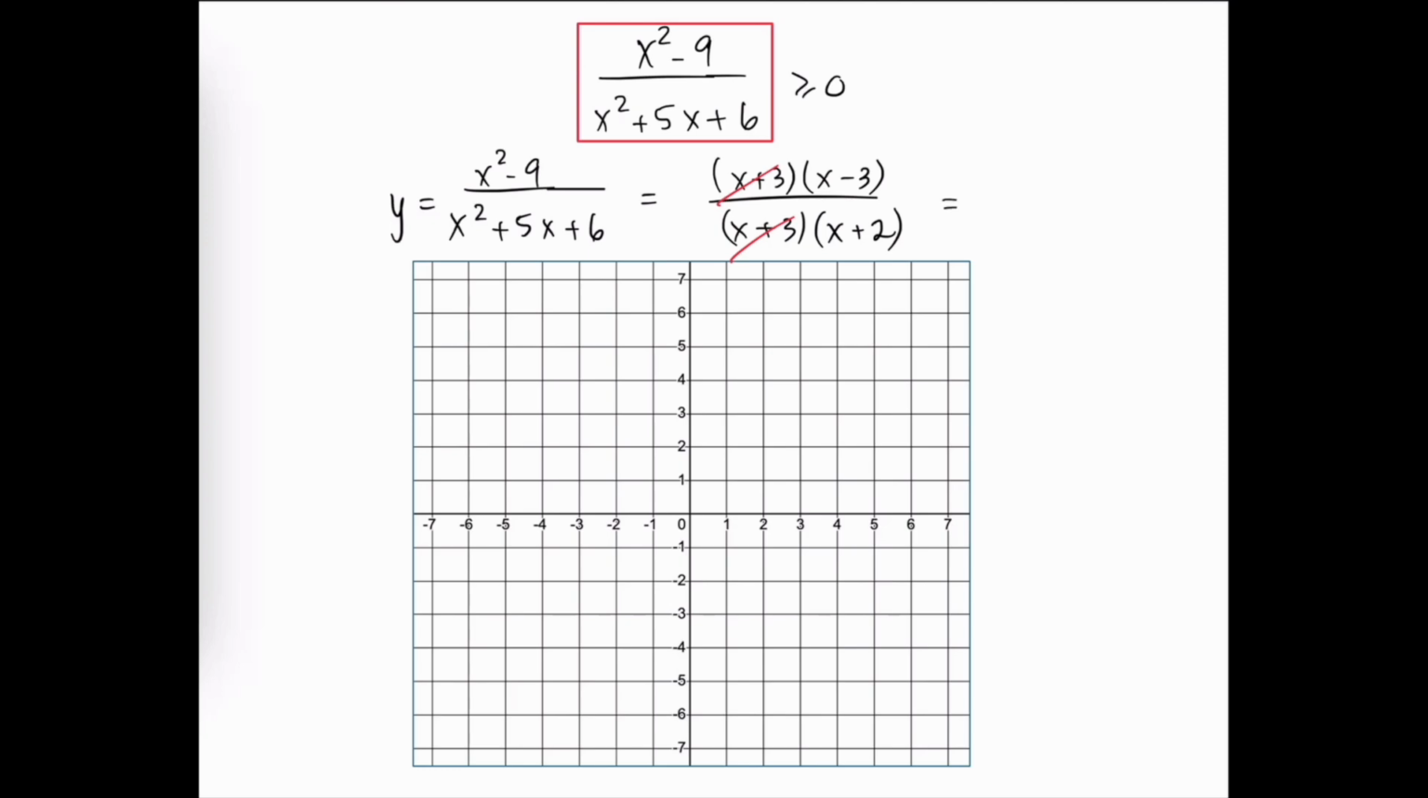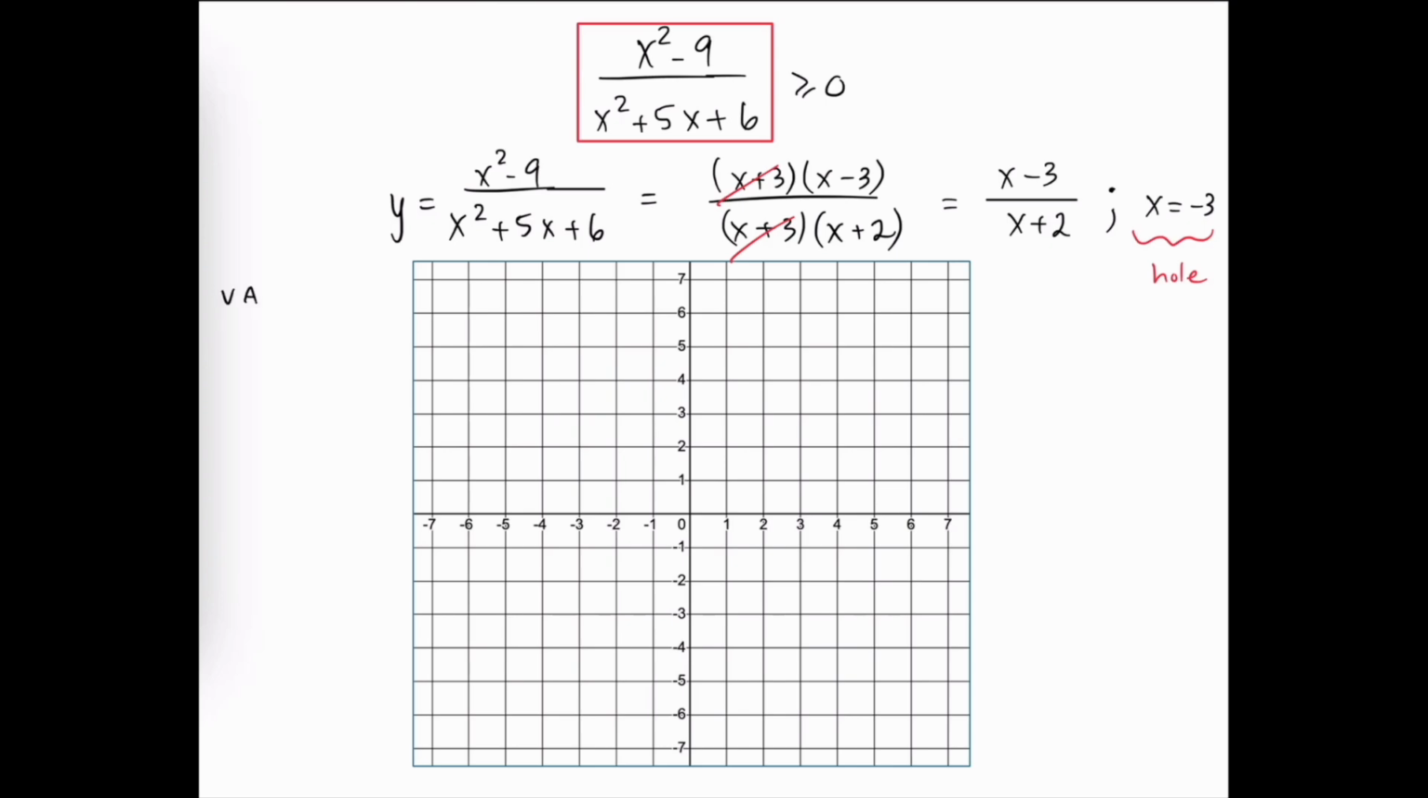So this rational function actually simplifies down to being x minus 3 over x plus 2, but then we manually impose the domain restriction that was lost in that simplify step. And this domain restriction that we lost is going to be represented by a hole in the graph.